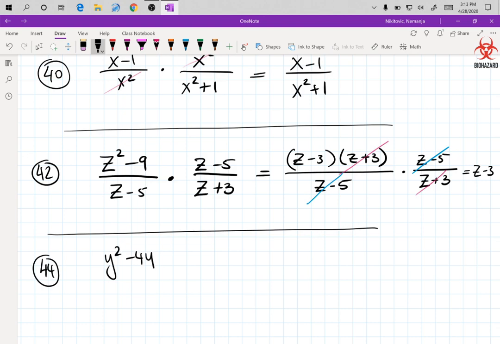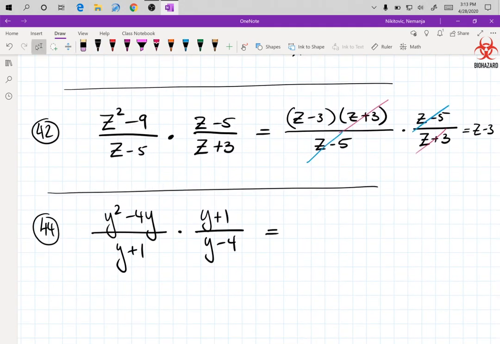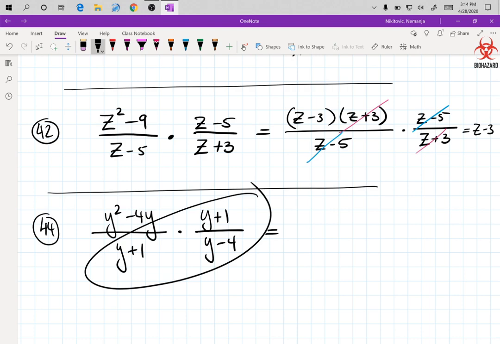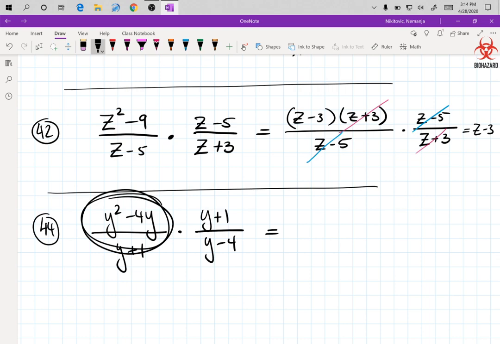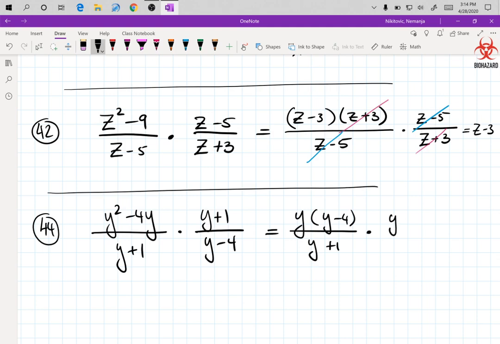Y squared minus 4y divided by y plus 1 times y plus 1 divided by y minus 4. So remembering the steps, we are supposed to factor everything. These can't factor anything, that's already done. But this one here, we can use GCF to pull out y. So y minus 4 is a leftover, divided by y plus 1 times y plus 1 divided by y minus 4.